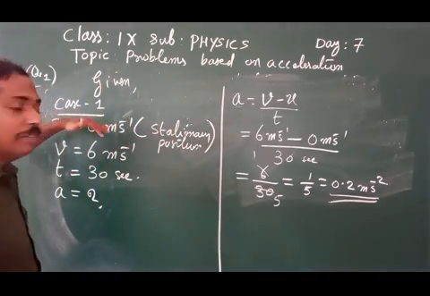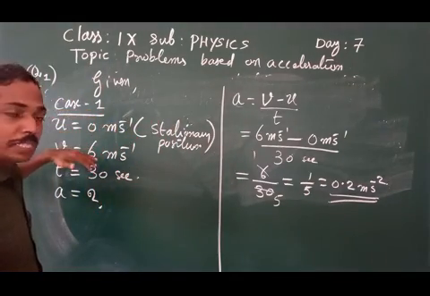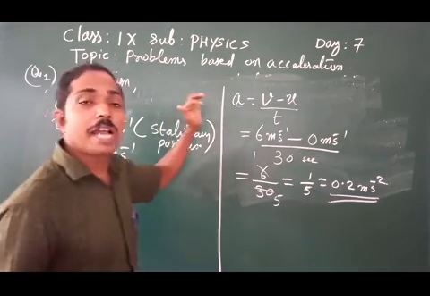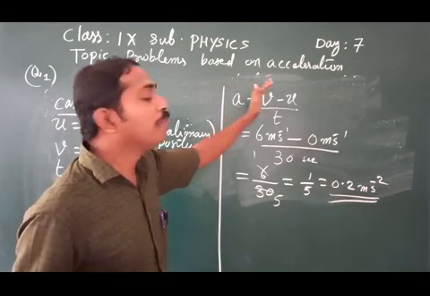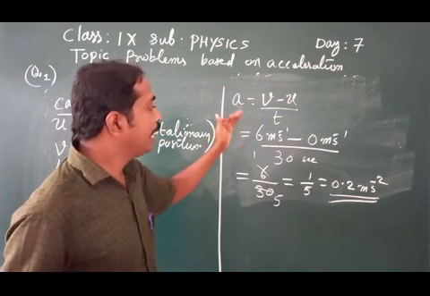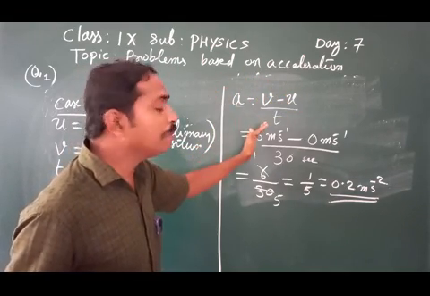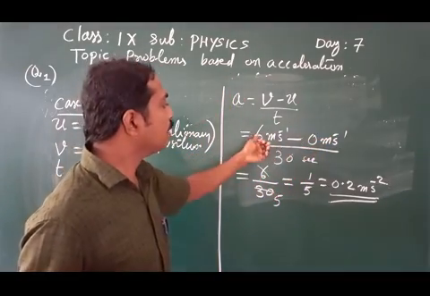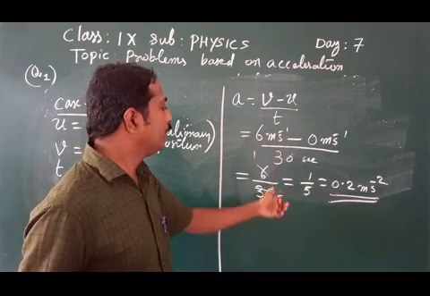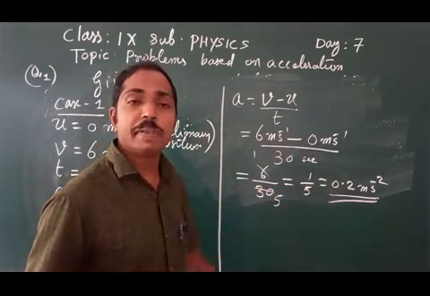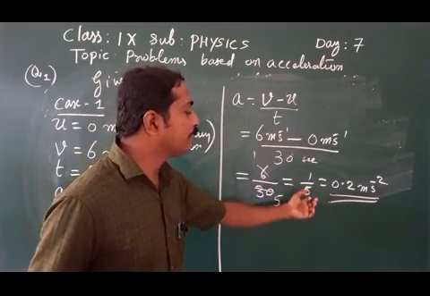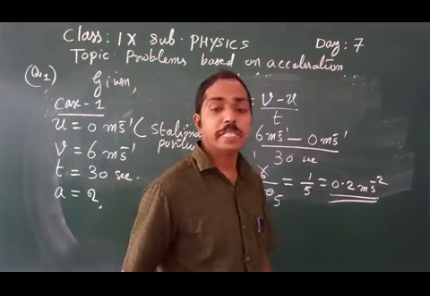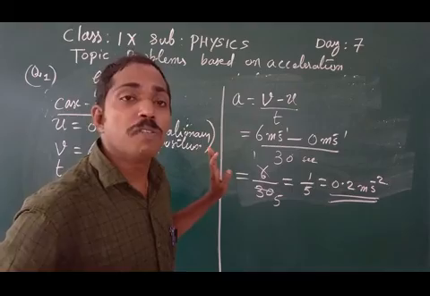So here initial velocity is 0, final velocity is 6 meter per second, time 30 seconds, acceleration question mark. Then acceleration equals v minus u by t, which is 6 meter per second minus 0 meter per second divided by 30. 6 minus 0 is 6, then denominator 30. When we cancel out, by 6 table, we get 1 by 5. 1 by 5 is 0.2 meter second raised to minus 2. So this is the first case. We go for the second case.